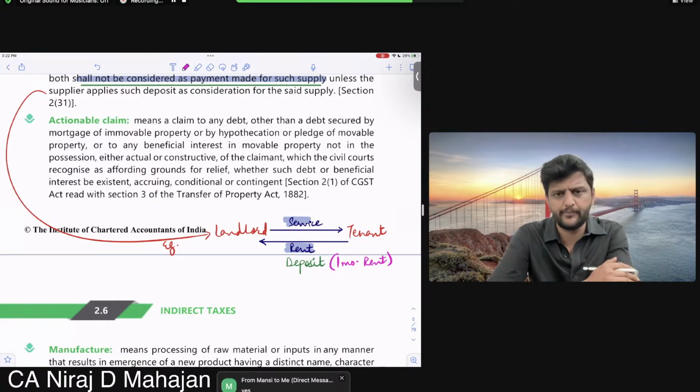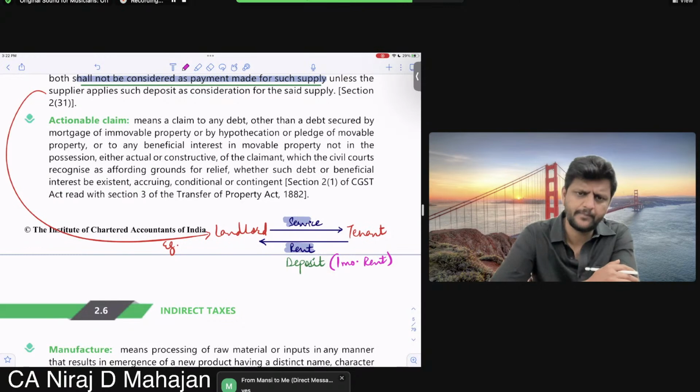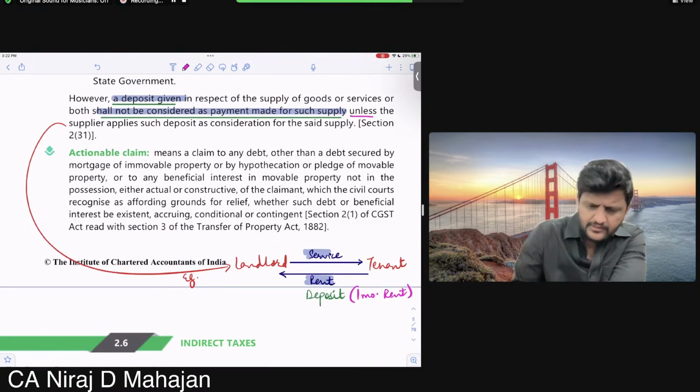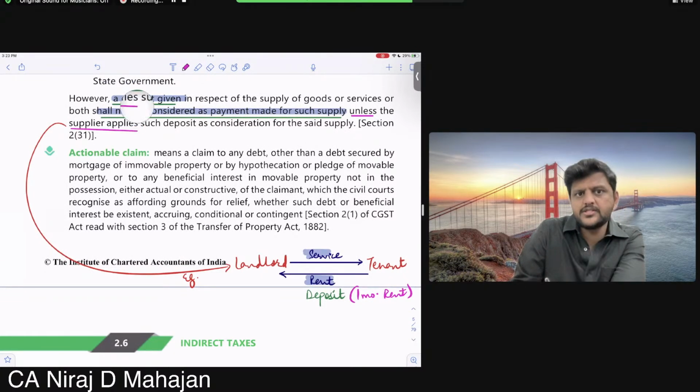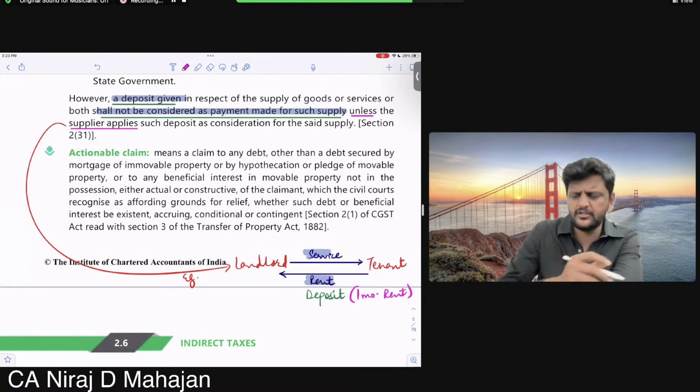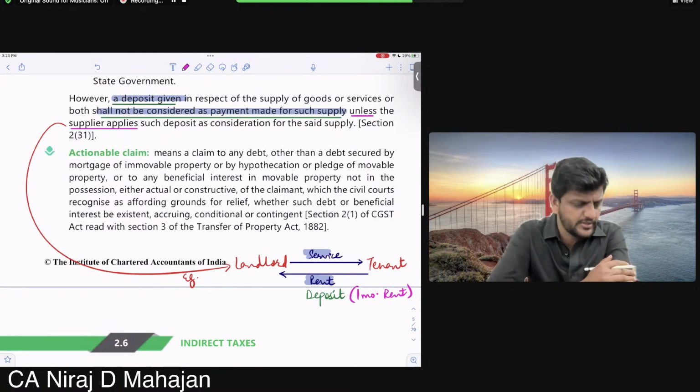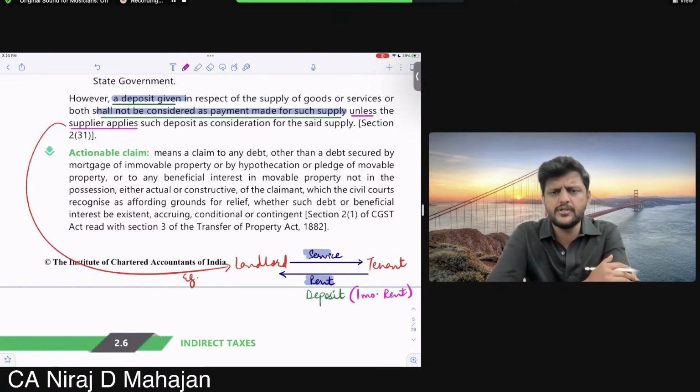If it is a refundable deposit. If it is a non-refundable deposit, it is supply. Correct? Now check the unless part. Unless the supplier applies, apportions, adjusts such deposit as consideration for the said supply. Basically, the landlord adjusts that deposit or applies the deposit towards supply of service or goods.